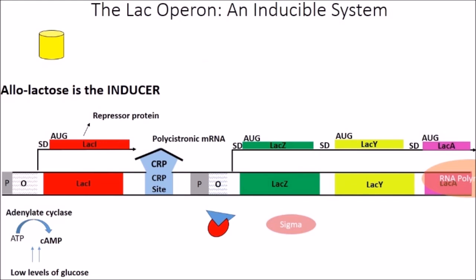And eventually you get termination, which occurs when we reach a stop codon, because there are no tRNAs that can read a stop codon. And these are the proteins you get: beta-galactosidase, lac permease, and lac A.